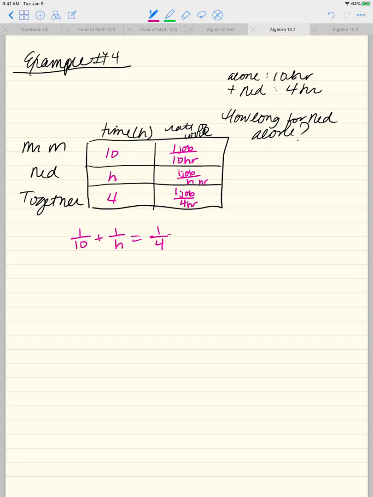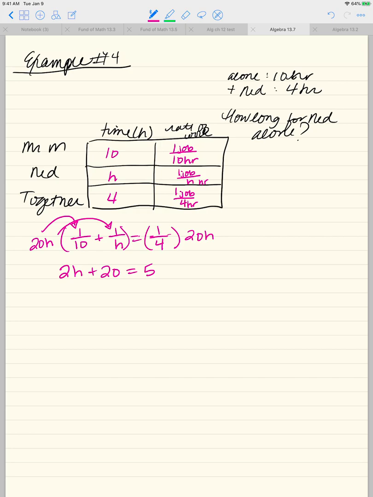What are we going to multiply everything by? Multiply both sides by 20h this time to clear our fractions, okay? That's going to clear the h's. It's also going to clear the 10 and the 4 because 20 is the least common multiple of 10 and 4, okay? So 20h times 1 over 10, 20 divided by 10 is 2, and we're left with an h. 20h times 1 over h, so that's just 20 times 1, and we're going to end up with h divided by h. So that's just 2h plus 20 is equal to, and on the right side we just have 1/4 times 20, so that is equal to 5.